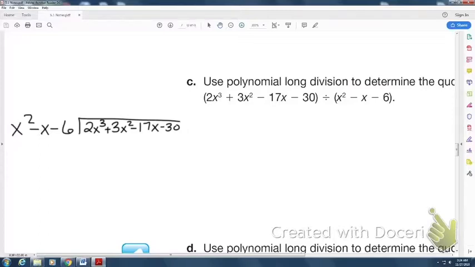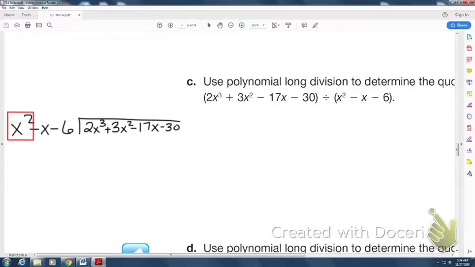In looking at that, with what we already talked about, Carson, what is the only thing I'm going to divide by in this whole problem? What is the very first term of my divisor? Divisor. X squared. Okay, that's the only thing I'm going to divide by this whole time.